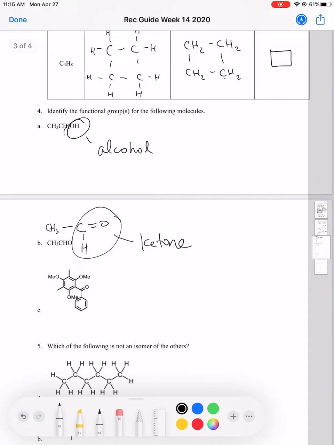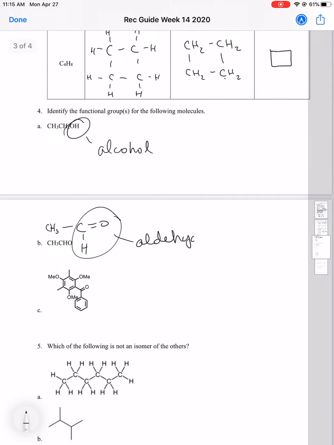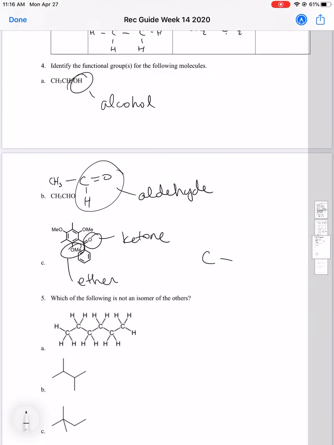No, that's not what we call that. We call that an aldehyde, because it's on the end. When it's in the middle, like this one is, we call that a ketone. And then this OMe, what do we call that? That's called an ether group. When it goes oxygen, and then you have whatever on either side of it. That should be an oxygen. An oxygen with something on either side of it.